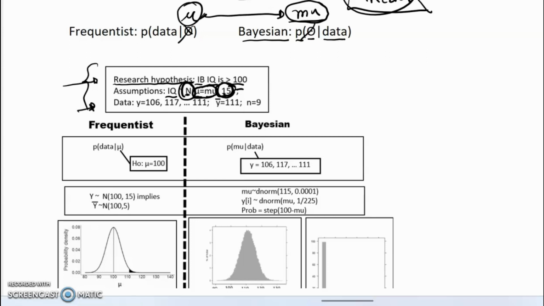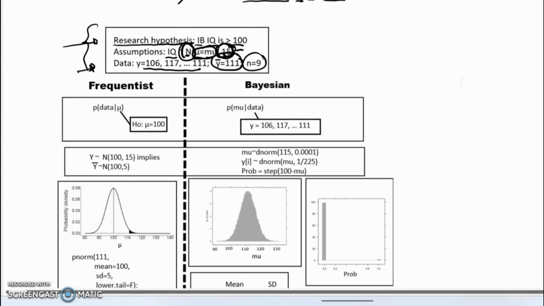The data consisted of a sample of size 9. Those are the IQ values. The overall mean of those 9 values was 111.